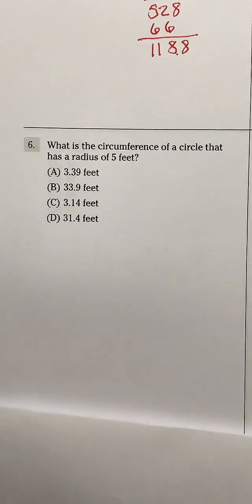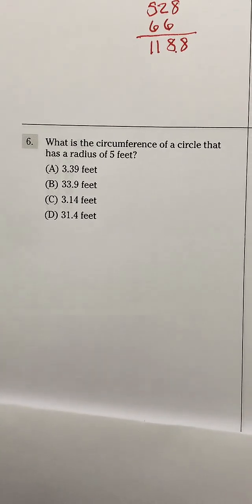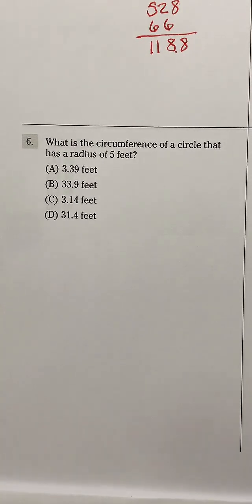Okay. Number 6. What is the circumference of a circle that has a radius of 5 feet? Is it A, 3.39 feet? Is it B, 33 and 9/10 feet? Is it C, 3 and 1400 feet? Is it D, 31 and 4/10 feet?